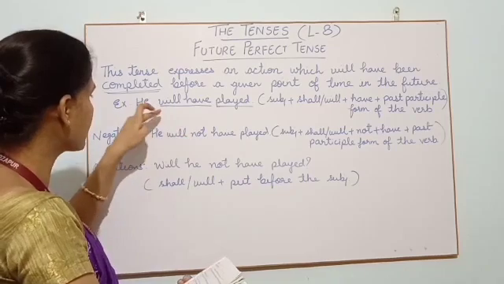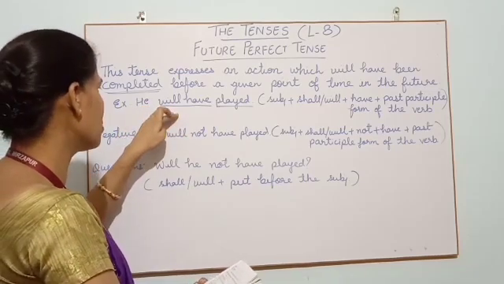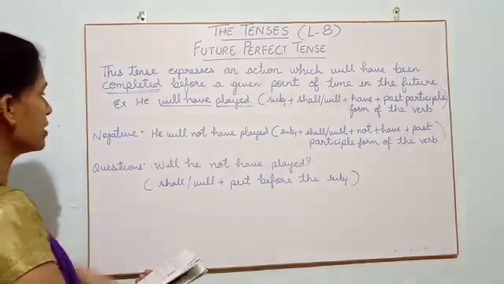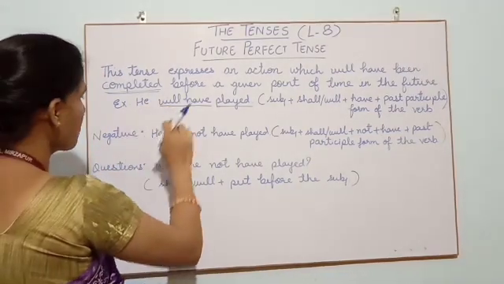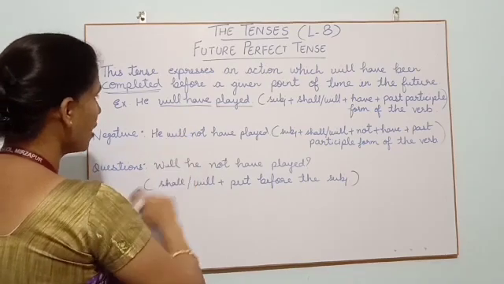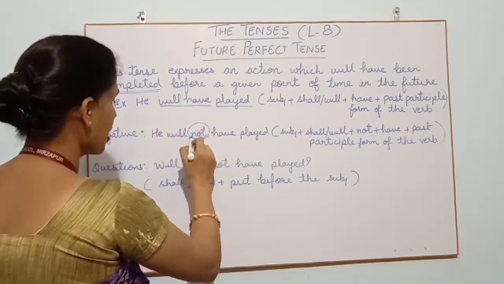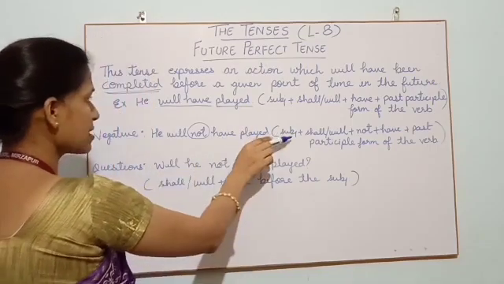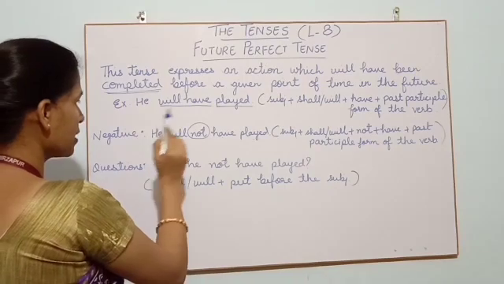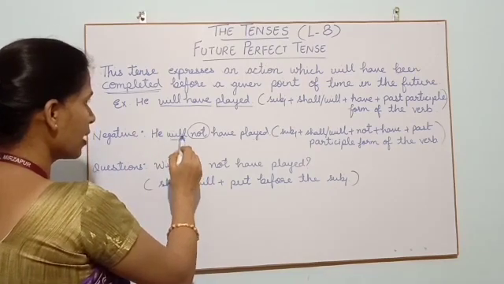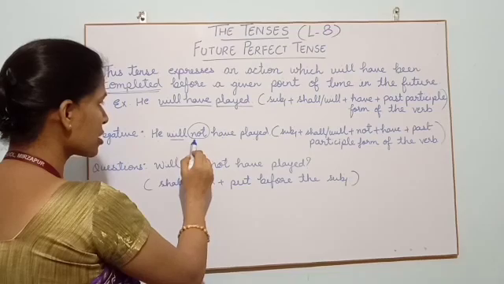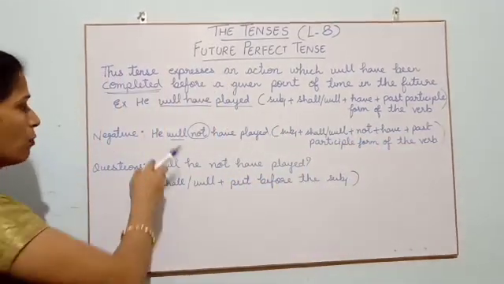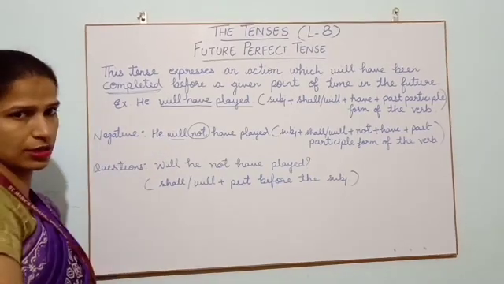Now I want to make this negative. It is very simple. I have explained to you in the future continuous also how we can make it. He will, see here, he will, then not I have added. Then we will have, then the third form of the verb. It means the subject will come first, then will or shall will be there, then we will have the word not, then have, then your past participle when we are converting into a negative sentence.